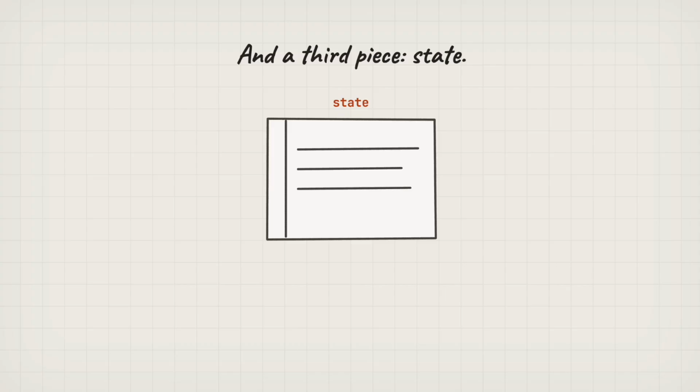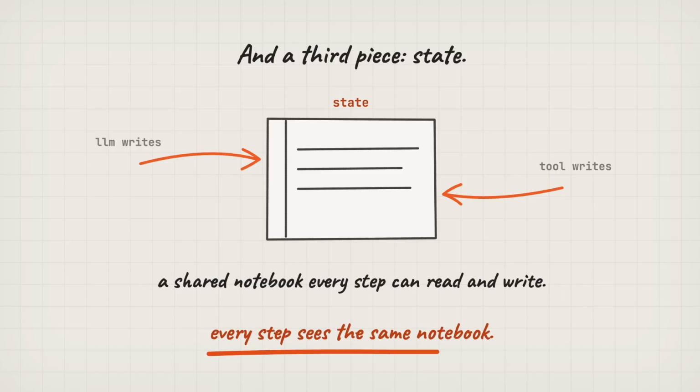State is just a shared notebook that every step can read from and write to. So when the LLM thinks something, it writes it in the notebook. When a tool runs, it writes the result in the same notebook. Every step sees the same notebook. That's how the agent keeps track of what's going on.